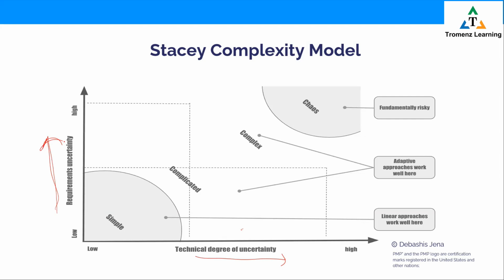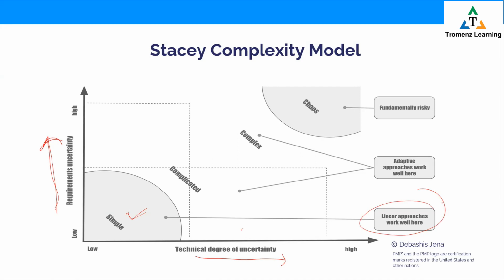Now watch, if both are low. I mean, requirement is kind of stable, not much of changes we're expecting, and technical uncertainty is low. Things are very certain. We know clearly how to build the product. We have a view of that. We have done it in the past. If that's the case, such projects can be called simple projects. And how to best manage them? Linear, which means predictive, another term for that. The predictive waterfall traditional that I talked about is more suitable.